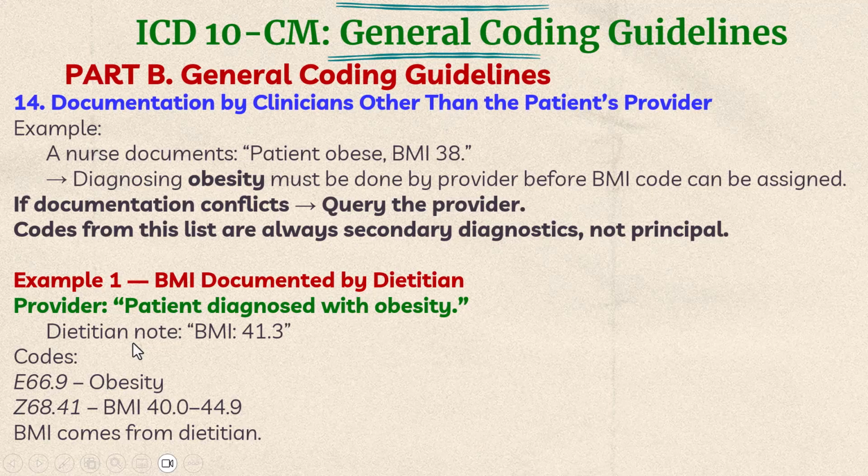The dietitian's note says BMI 41.3. Here the provider diagnosed obesity, so you can code the obesity code, that is E66.9. That's the primary diagnosis. Once the provider diagnoses obesity, you can use the dietitian's note for BMI. So you can use the code Z68.41 for BMI 40 to 44.9. So the BMI comes from the dietitian, but the primary diagnosis is made by the provider, that is the physician or the medical consultant.